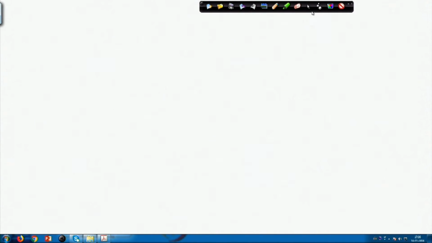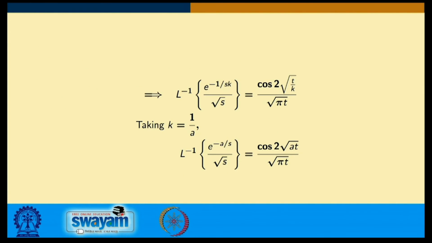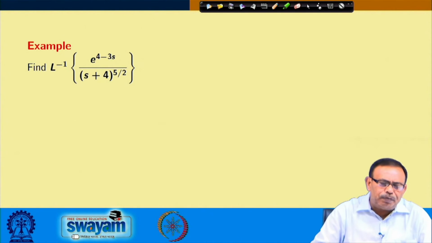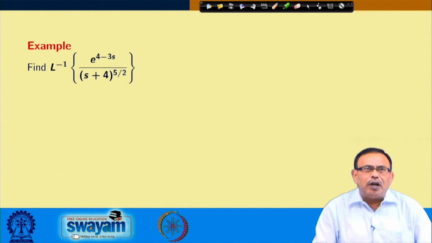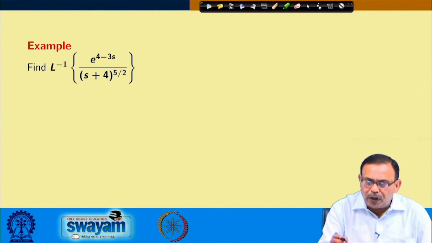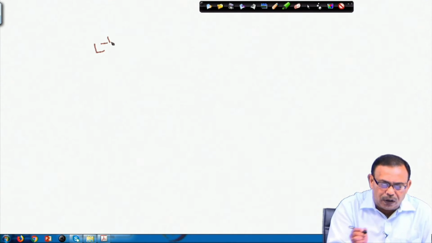So, if I go back to this, I am obtaining this, and from here I can directly write down this result. Next example we take as Laplace inverse of e power minus 4 s by s plus 4 to the power 5 by 2.